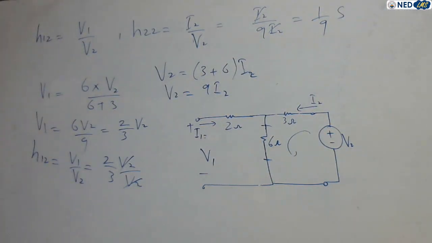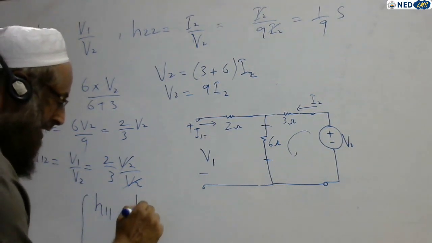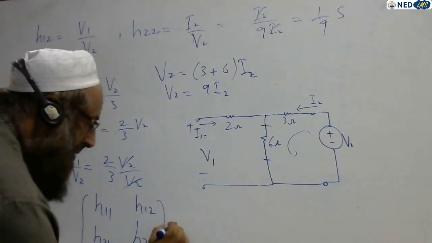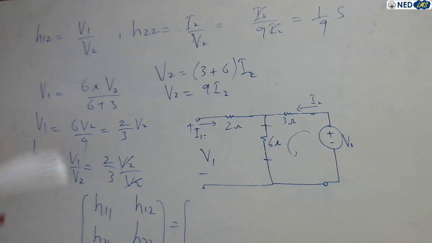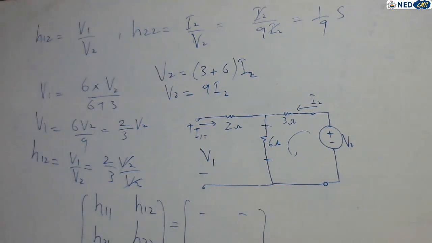So that we calculate all the parameters, and we may write all the parameters in terms of a matrix like H11, H12, H21, H22. We may write like this. H11, you may write the values, right? So this was the solution of the problem.